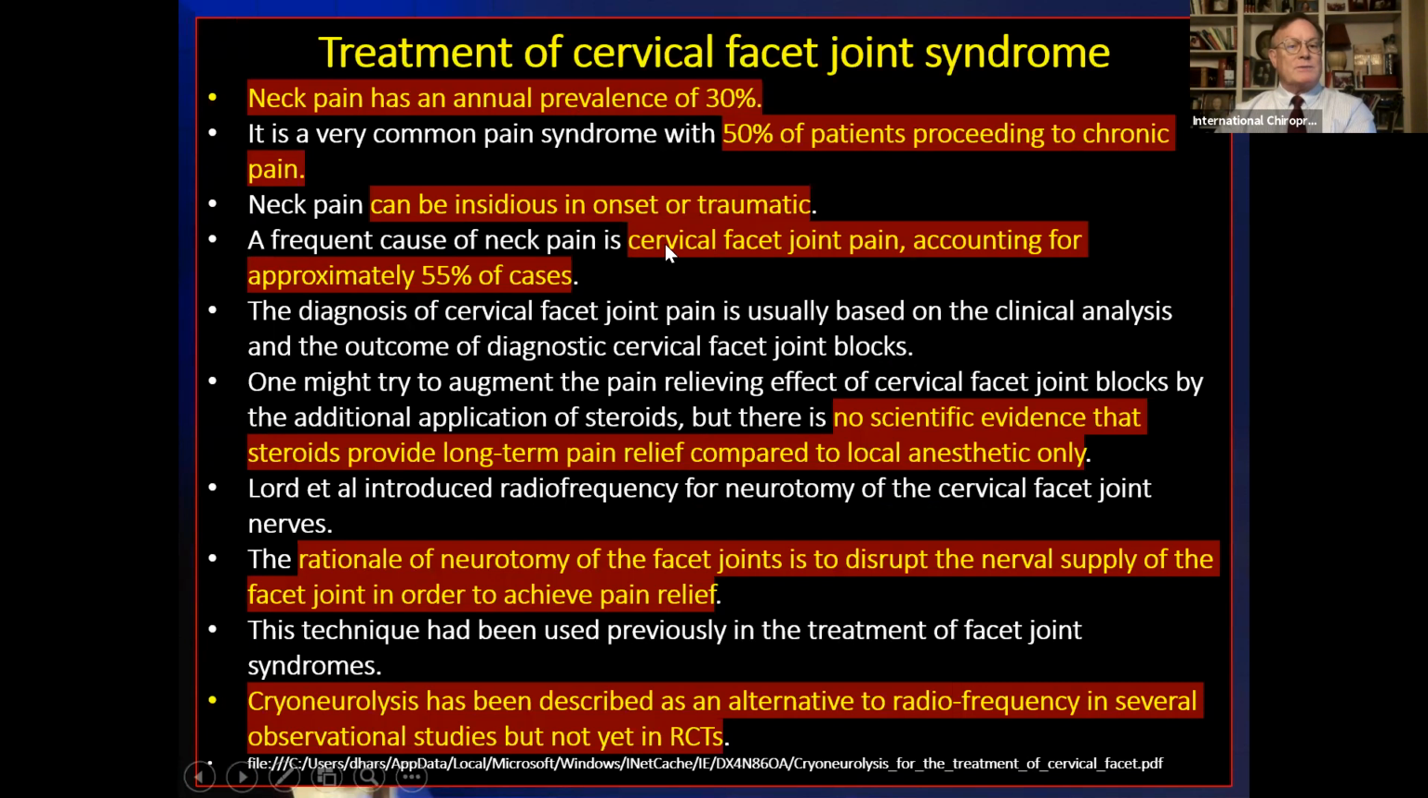And a lot of this is cervical facet joint pain or craniocervical junction malalignment. We can fix that, and the sooner the better, frankly. And there's no scientific evidence that steroids provide long-term pain relief. And this idea of neurotomy or radiofrequency ablation of the facet joints to disrupt the nerve supply is also falling out of favor.